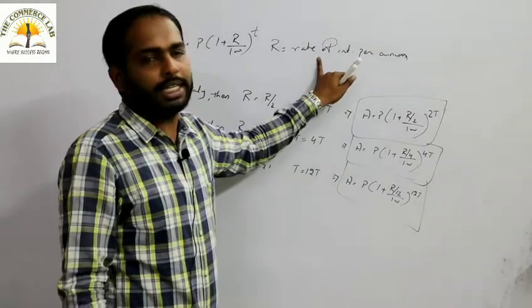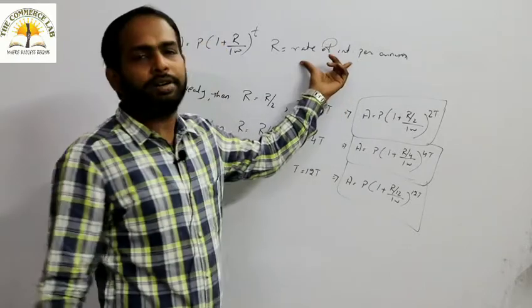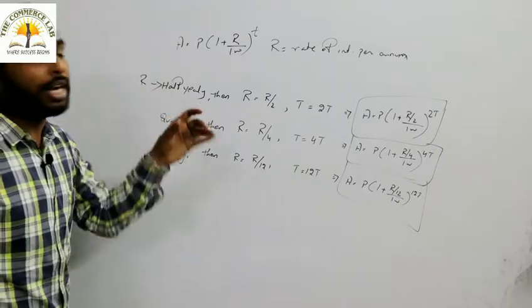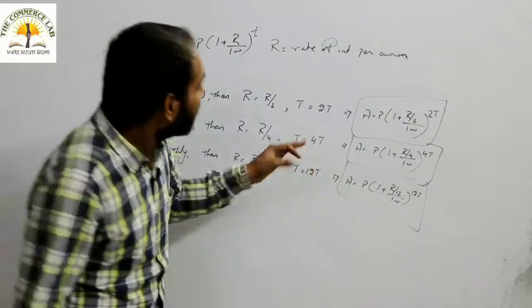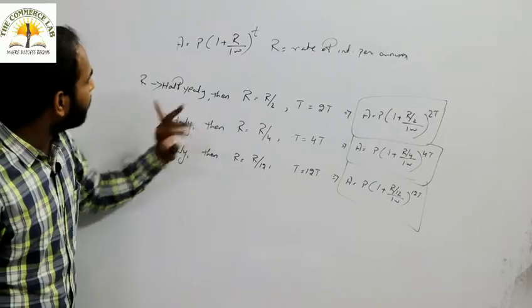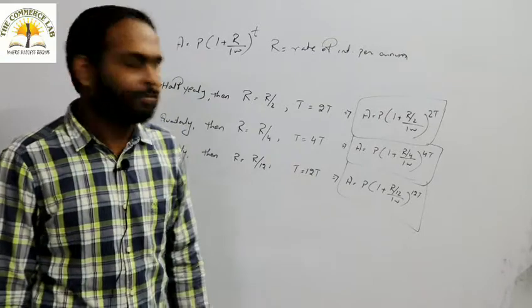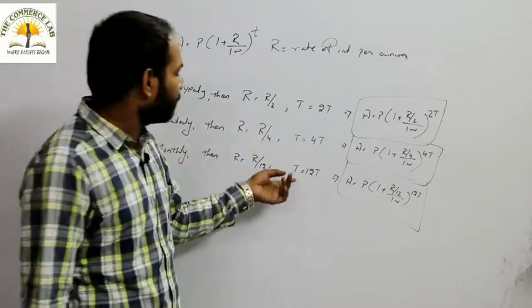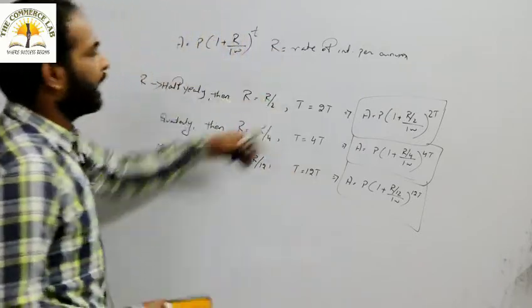But when the rate of interest is calculated periodically, what do you mean by periodically? Let's say the rate of interest is calculated half yearly or quarterly or monthly. When it is calculated half yearly, then whatever r is given, r becomes r by 2, and the time period becomes 2t. When calculated quarterly, r becomes r by 4 and t becomes 4t. Likewise, when calculated monthly, r becomes r by 12 and t becomes 12t. Okay, we'll go for an example regarding this.